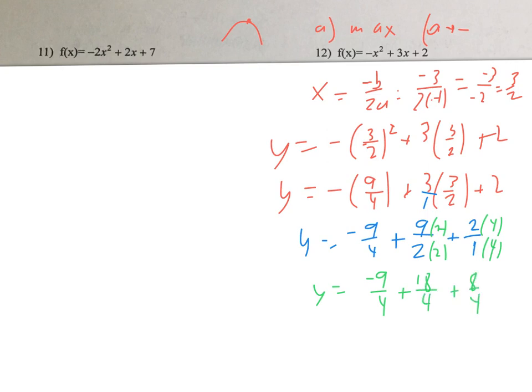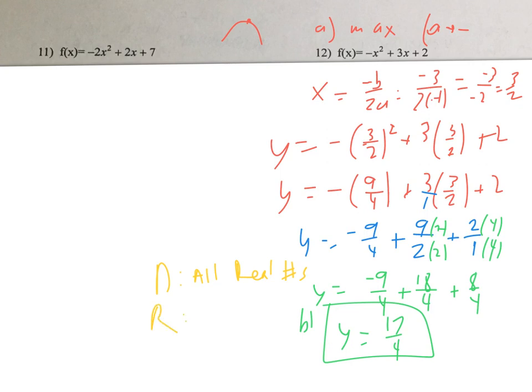And now I need to add these all together by adding the numerators but keeping that common denominator the same as 4. Negative 9 plus 18 is 9. 9 plus 8 is 17. So I get 17 over 4. So that's my answer for part B. And then for part C, domain again is all real numbers. And then the range is, let's see, well, it's going down from the vertex. So I'm going to say y is less than or equal to 17 over 4.